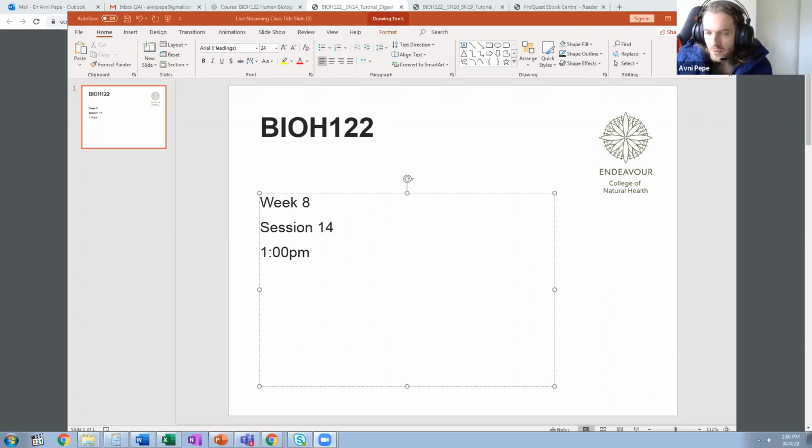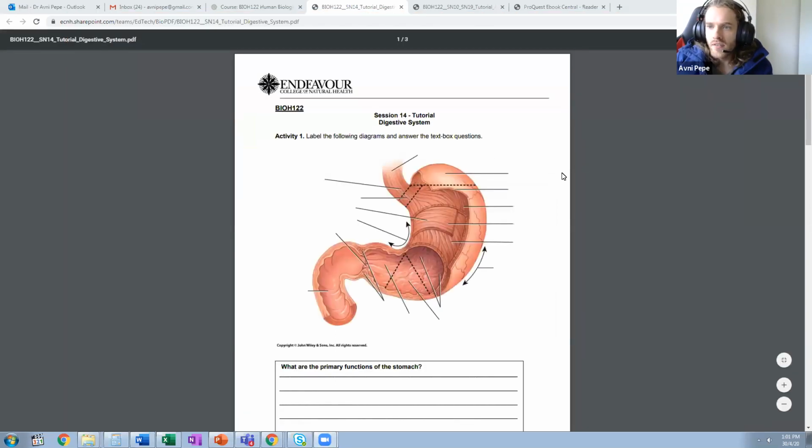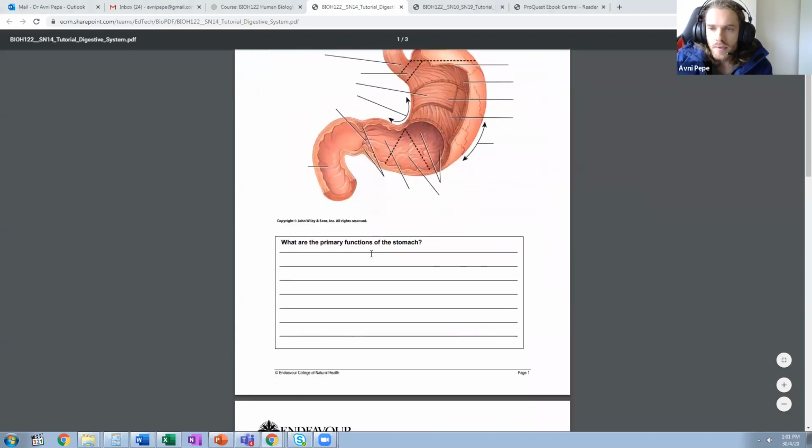We're up to week 8 and session 14. This week we are going to continue with the digestive system, in particular with a focus on the stomach. In this week's tute, what we're going to cover is some of the anatomy of the stomach. We're going to talk about some of the primary functions of the stomach.